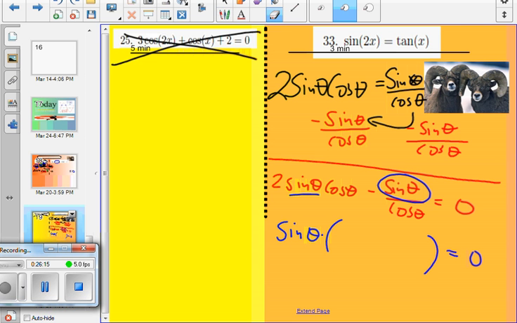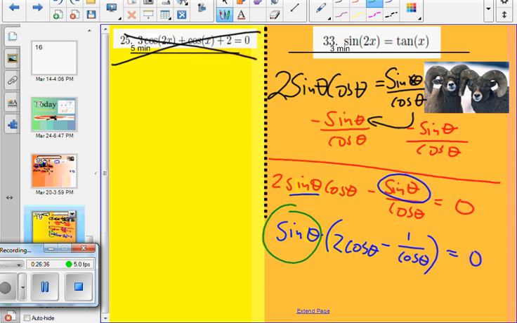All right, now, what is left when I take a sine out? I have 2 cosine theta minus, that sine has to be replaced by something. What do I put up there? 1 over cosine. You might be thinking to yourself, why is that any better? Because it's this times this, which means this could equal 0 or that could equal 0.